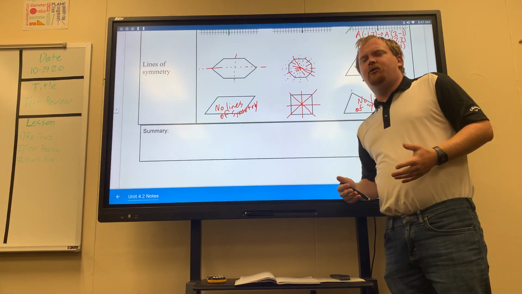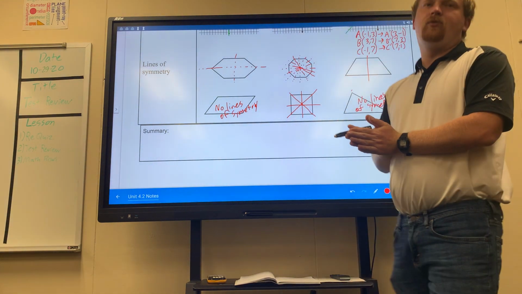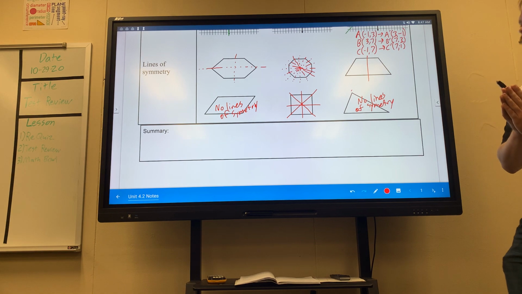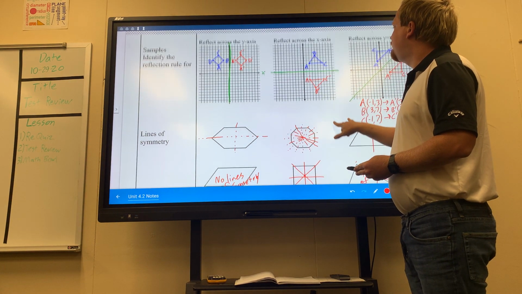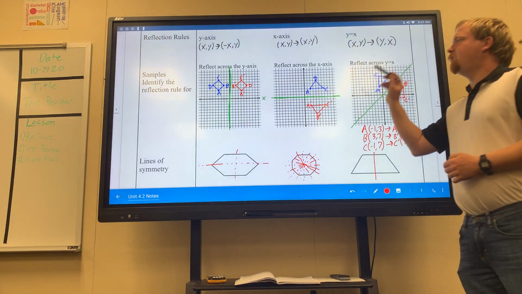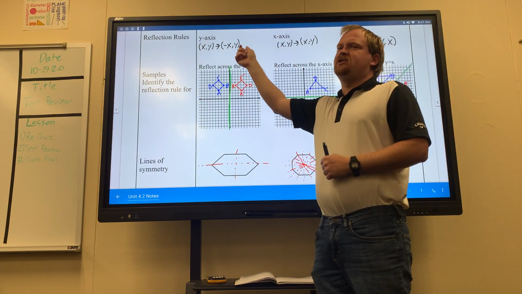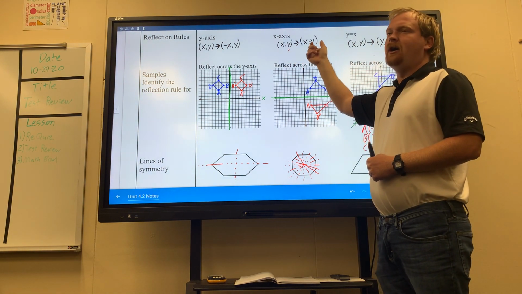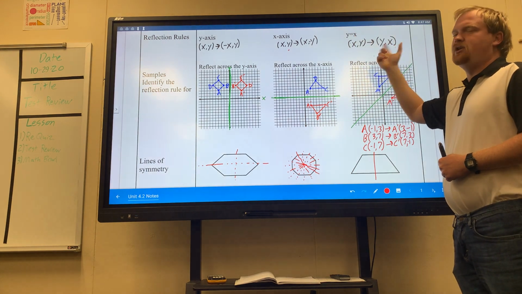So what we got to remember is that with lines of symmetry, it's just folding something in half evenly. If you can't do it, then it's not a line of symmetry. And there are some figures that don't have lines of symmetry. But the biggest key I want y'all to remember is the reflection rules. How do we do these reflection rules? Reflect across the y-axis, change the sign for x. Reflect across the x-axis, change the sign for y. But when we reflect across y equals x, we just switch both x and y.